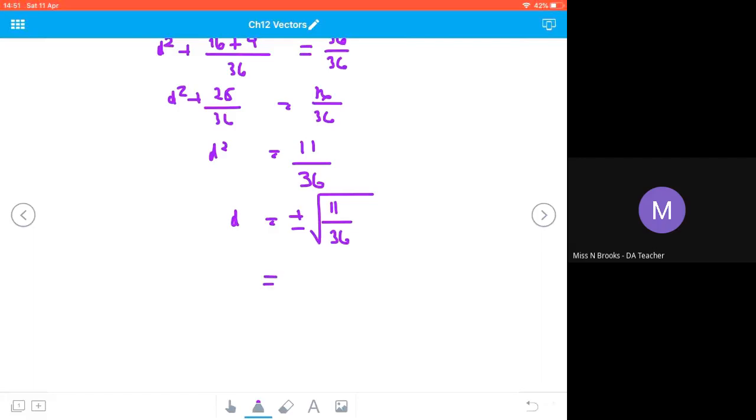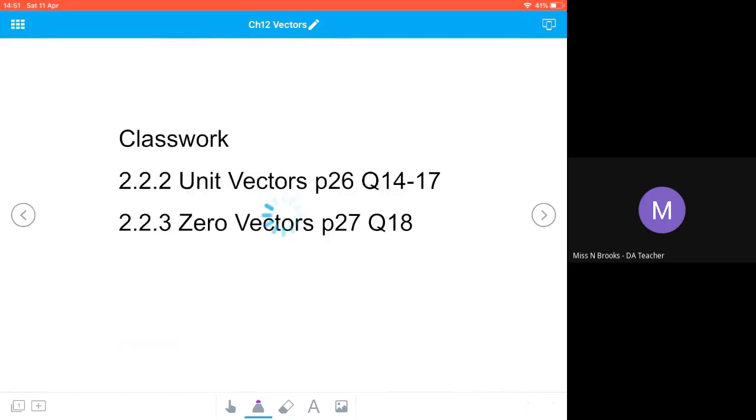Now, this is not in its simplest form because we've got a perfect square on our denominator, so we actually need to square root that. So our final answer is going to be plus or minus the square root of 11 over 6. And we can leave it like that, or we can say therefore d equals root 11 over 6, or negative root 11 over 6. So now let's have a go at some questions, either on Scholar or in the handout.